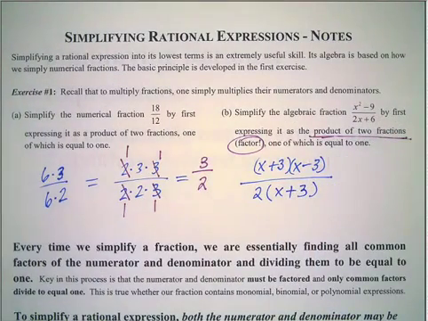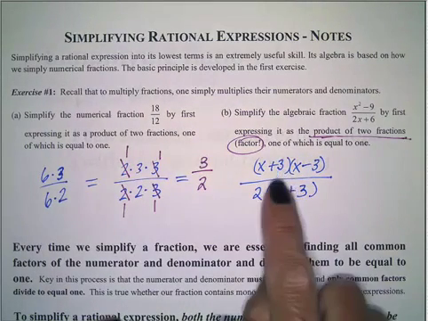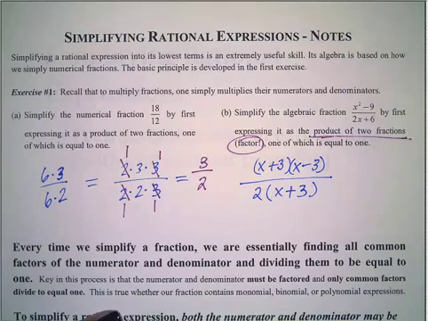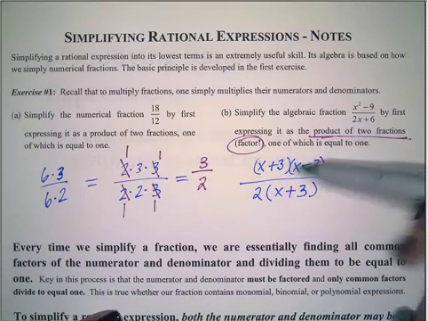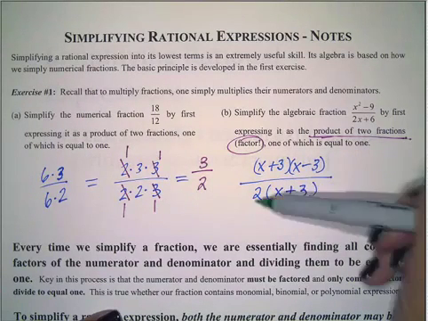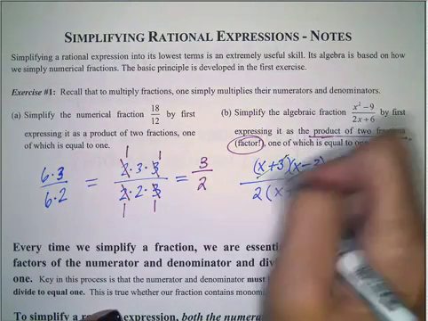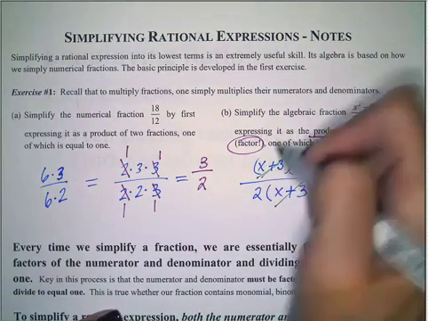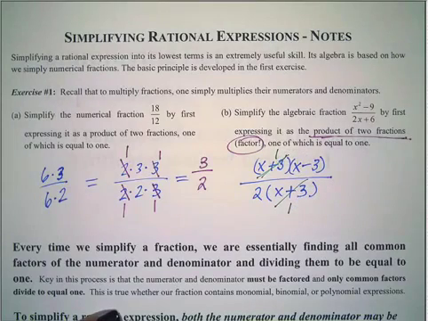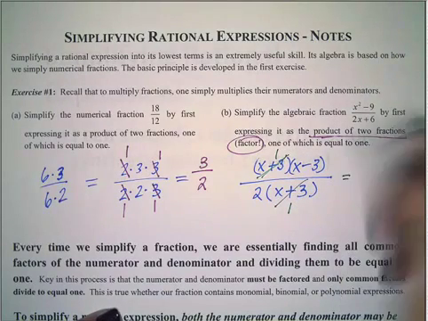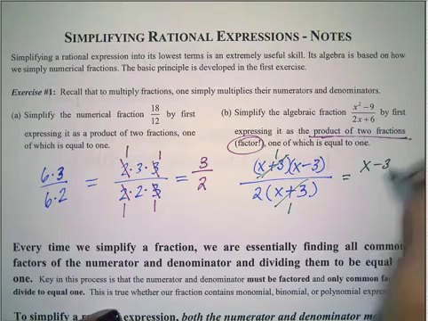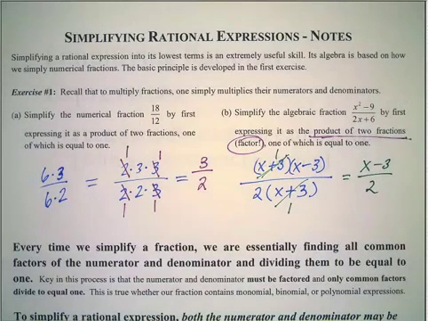So now I know that I can cancel things or divide things into 1, because these two factors are attached by multiply, and these two factors are attached by multiply. So I can say x plus 3 divided by x plus 3 is 1. So now my answer is x minus 3 over 2. Excellent.